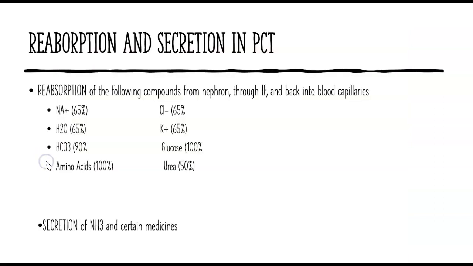So the next stage is reabsorption and secretion within that proximal convoluted tubule. Reabsorption of the following compounds from the nephron through the interstitial fluid and back into the blood capillaries includes 65% of the sodium, the water, the chlorine, and the potassium. They're all going to go back into the blood. Also 90% of the bicarbonate, 100% of the glucose and the amino acids, and 50% of the urea. They're all going to go back to the blood.